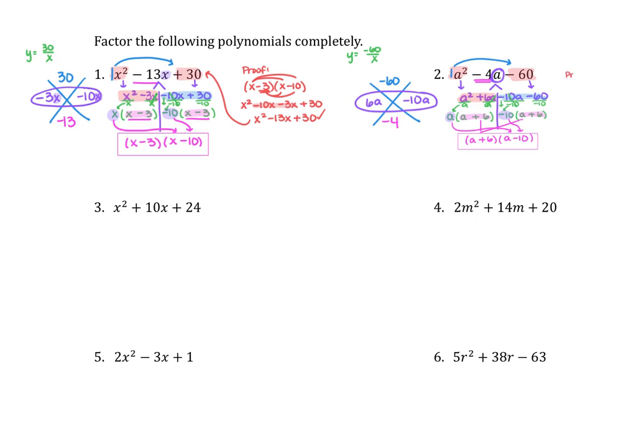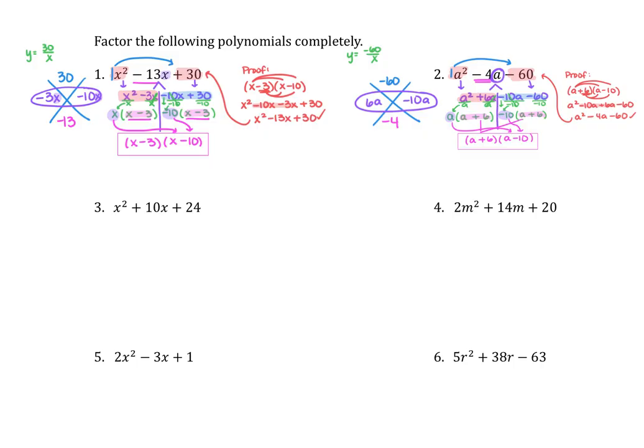Again, I could do a proof or check step to check my answer by double distributing, FOIL, or box to make sure I got back to the starting problem. A times a is a squared. A times negative 10 gives me negative 10a. 6 times a gives me positive 6a. And 6 times negative 10 gives me negative 60. Combine those like terms, and I get a squared minus 4a minus 60. That is what I started with. I know I've done it correctly.